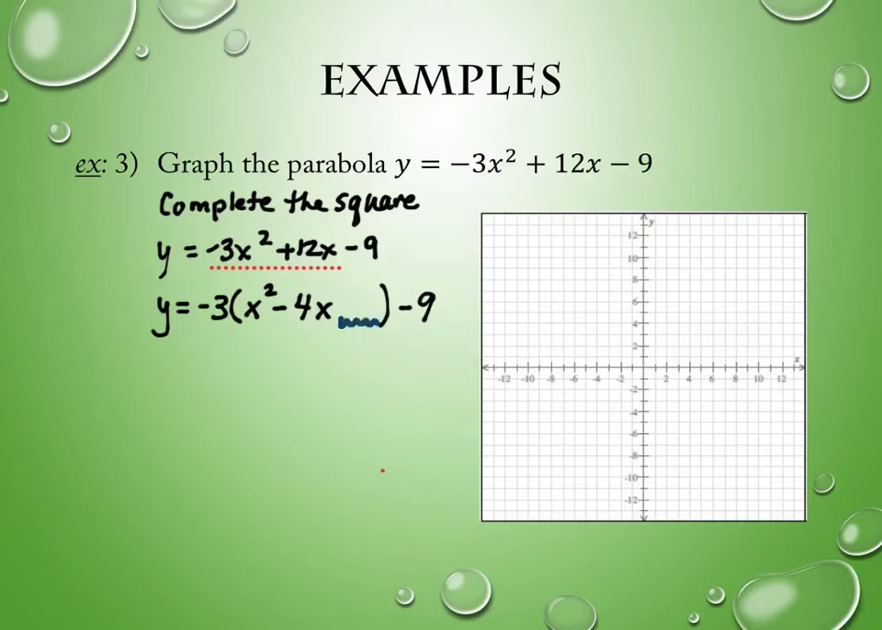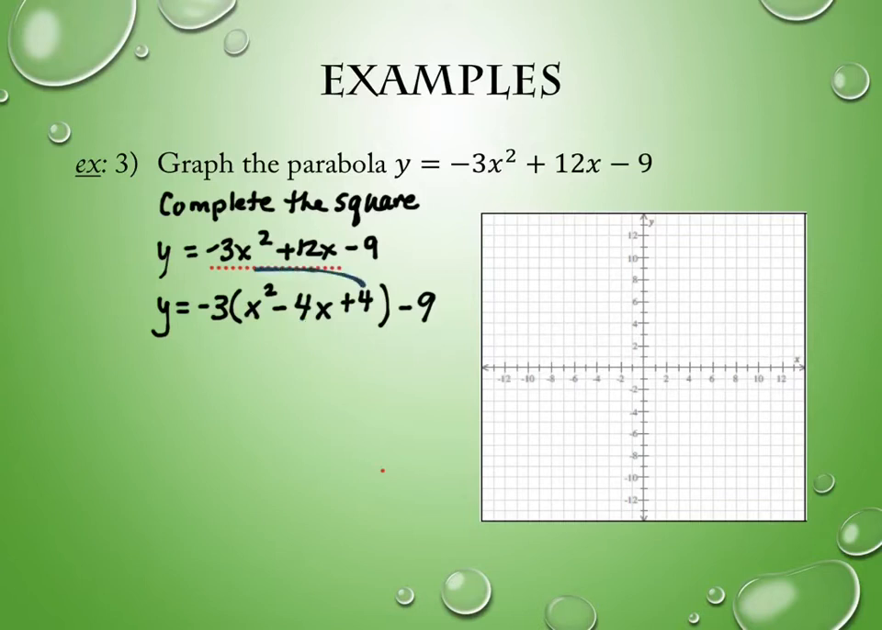Right in here, we need to complete the square, and we do that by taking this -4, the linear term, we divide by 2, that gives us -2, and then we square it. So that would give us a +4. Now, the kicker is that 4 is not really 4. It's actually 4 times -3.